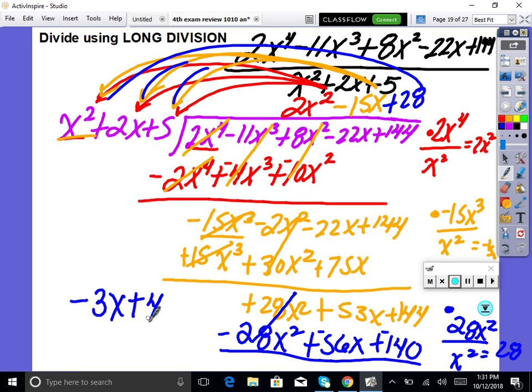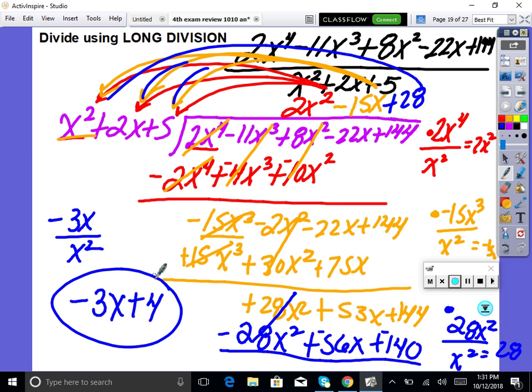plus 4. Now look, if you went and did negative 3x divided by x squared, it doesn't divide anymore perfectly, so that's our remainder. So remember how we write our remainder. We'll say that's our answer, and then we'll add our remainder on, so plus negative 3x plus 4 over x squared plus 2x plus 5. Just remember that's how we write it. So, long division. It always works out the same way with those same steps.